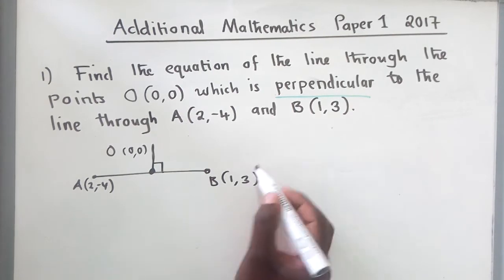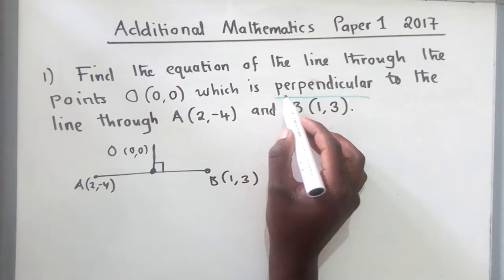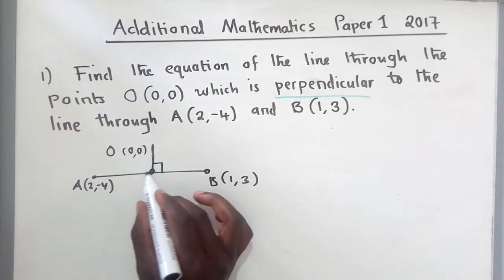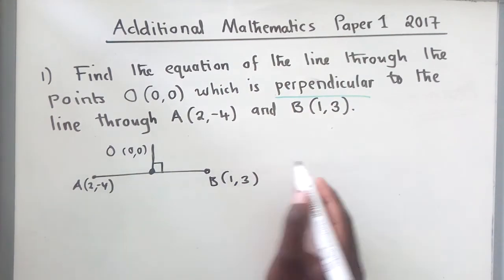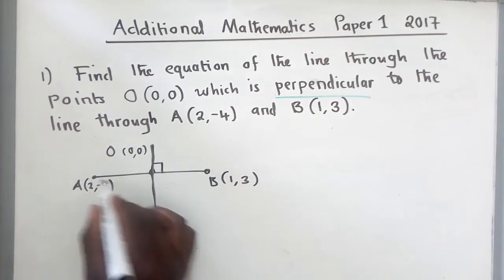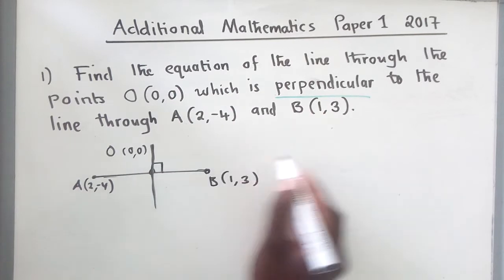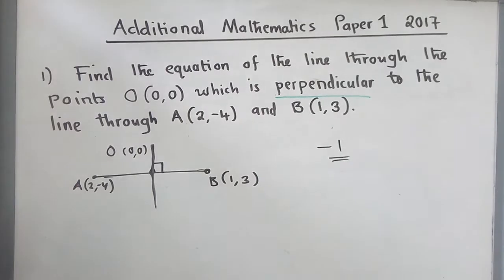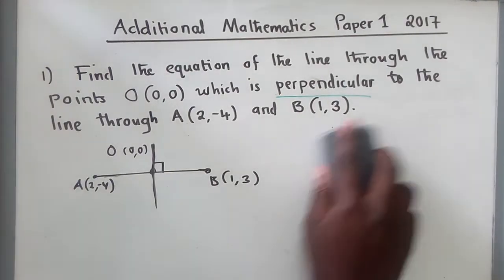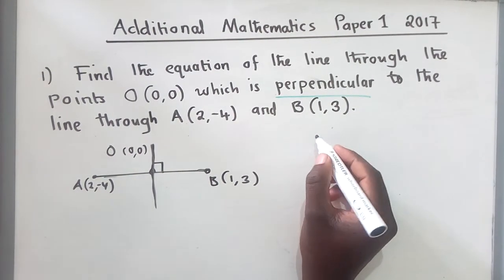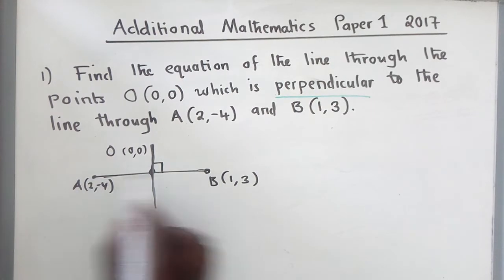So the term perpendicular means where it's passing here, the gradient of this line and the gradient of this other line, when you multiply them, they must give you -1. This is very important. So now let's try to do a little bit of work. We're going to find the gradient of this line, which is passing through A and B.